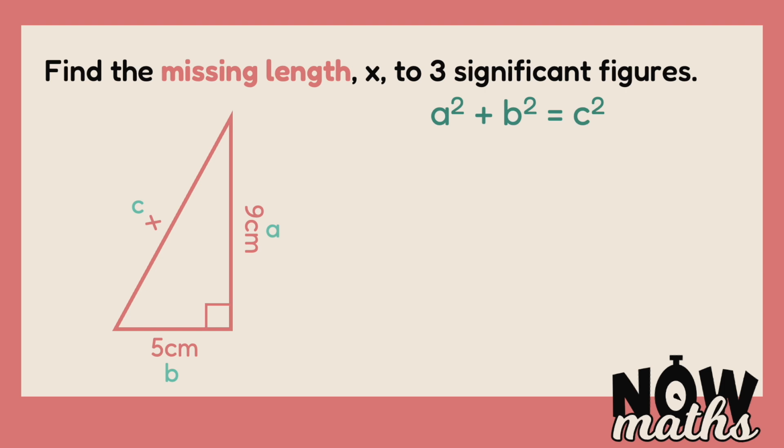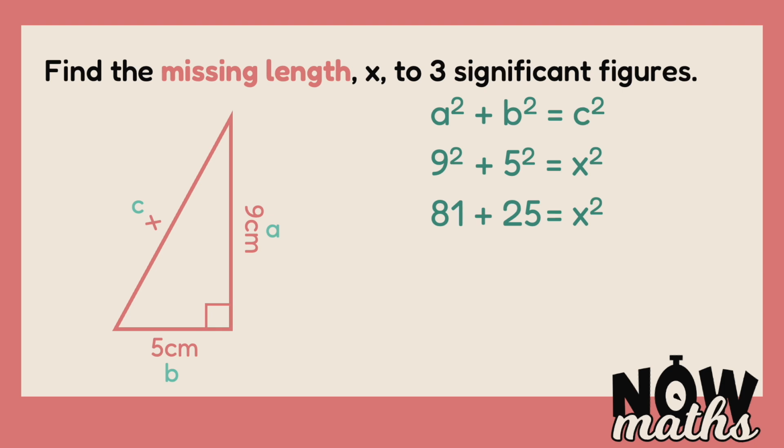Starting off with a squared, for us, a squared is going to be 9 squared, then b squared, which for us is going to be 5 squared, and then c squared, which for us is going to be x squared. We then simplify this a little bit, so looking at 9 squared first, 9 multiplied by 9 is 81. Then looking at 5 squared, 5 multiplied by 5 is 25. And then the x squared can just stay as x squared for now on the right-hand side.